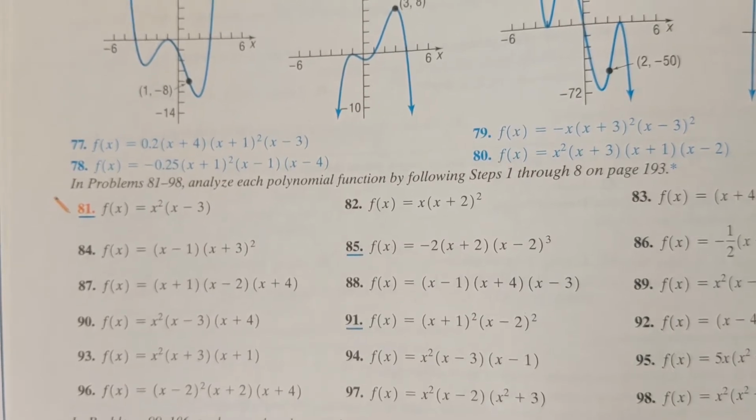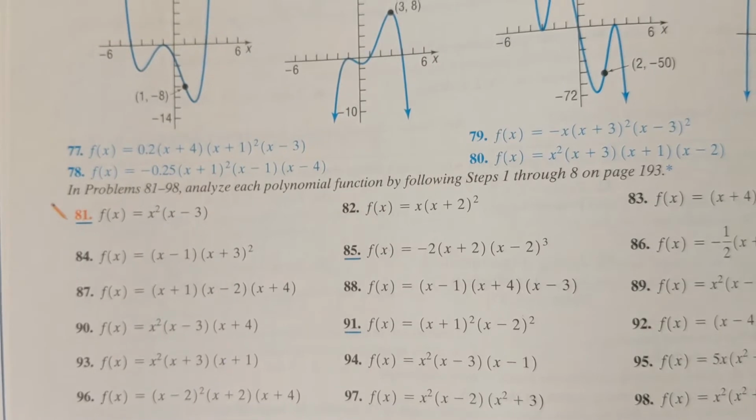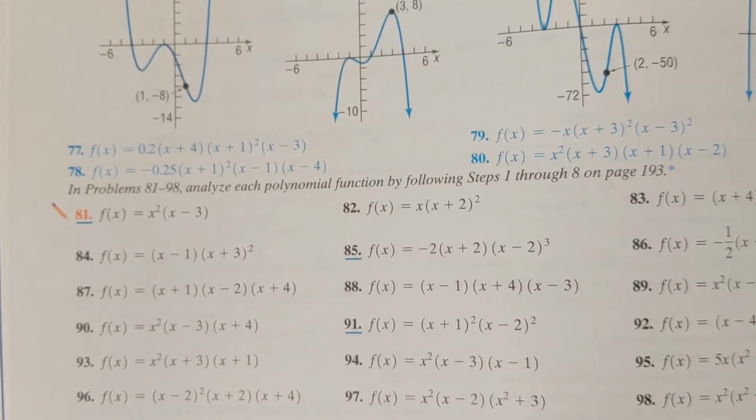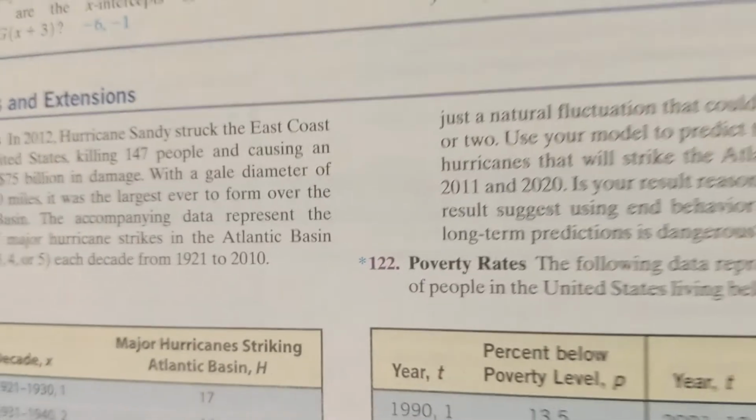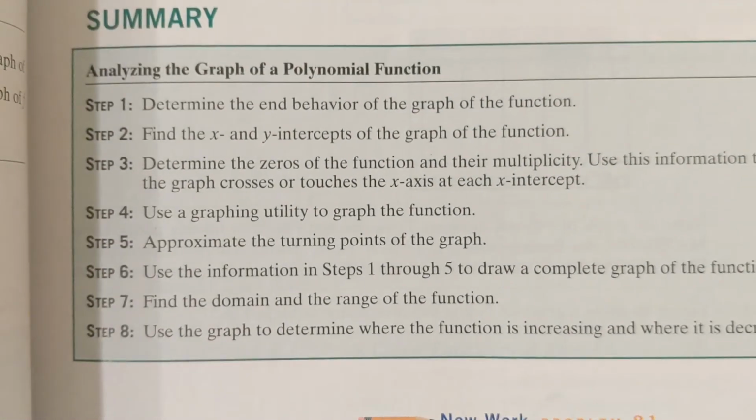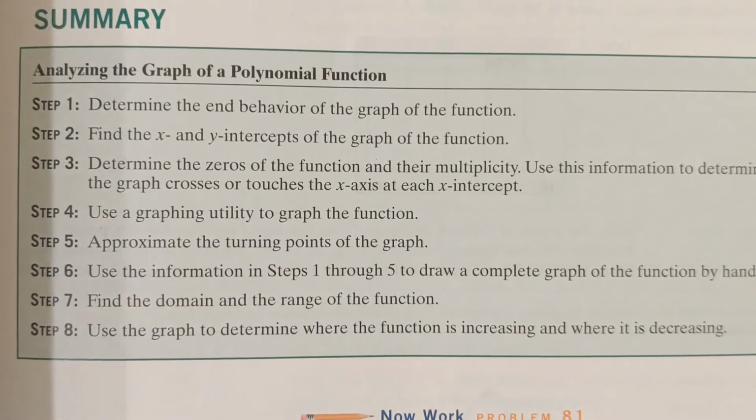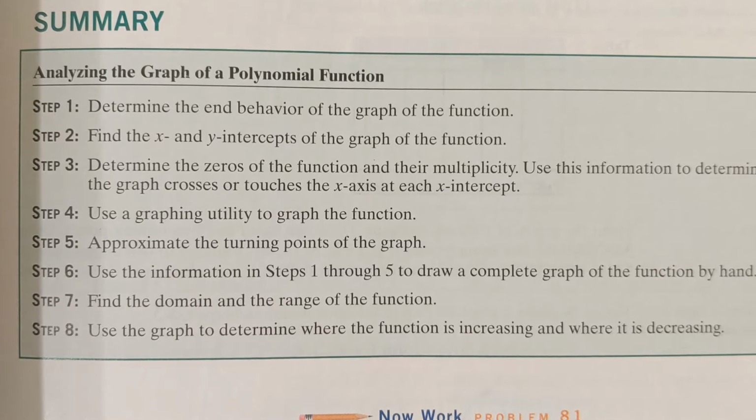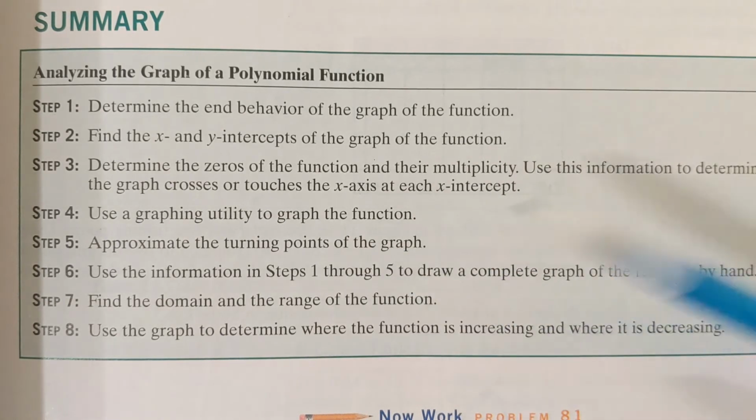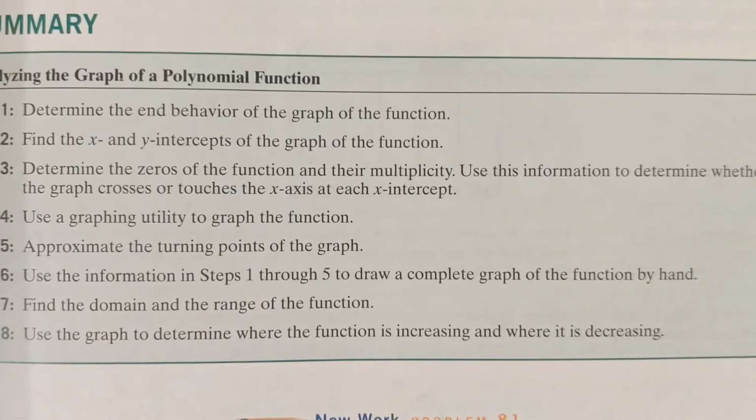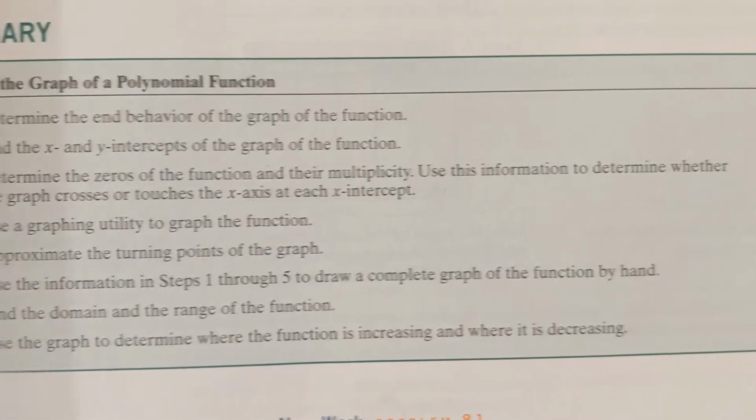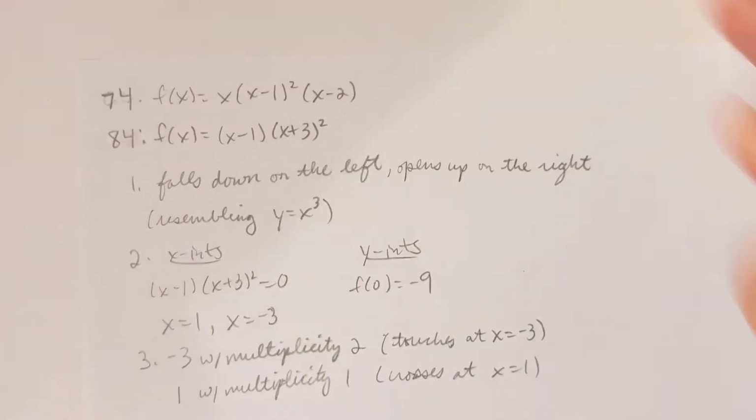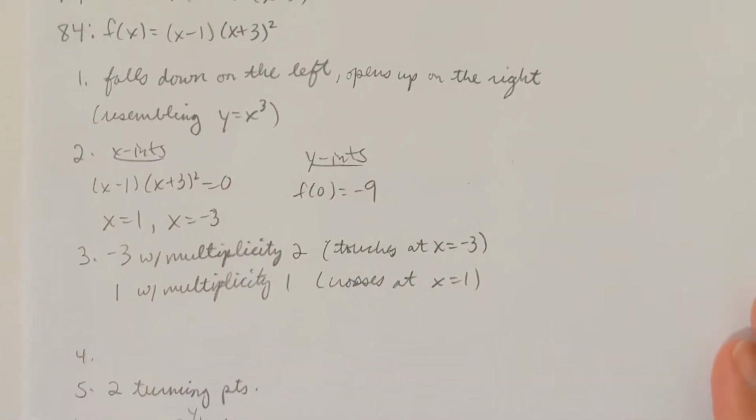Okay, so in problem 84, I've got f of x equals (x minus 1) times (x plus 3) squared. On page 193, you'll see the 8 steps in order to graph a function, and so all this is information that you can see in the book. And so I'll have us refer back to that on occasion.